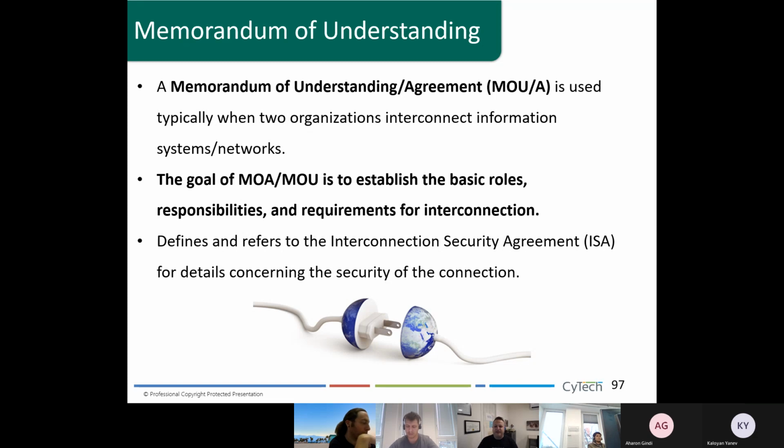To get guidelines on the MOU and MOA, we have the NIST. It says, excuse me, that's a different topic. So the MOU and MOA are basically to set the ground for an agreement between two companies, okay?